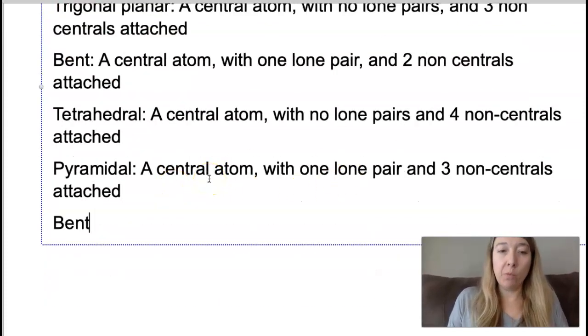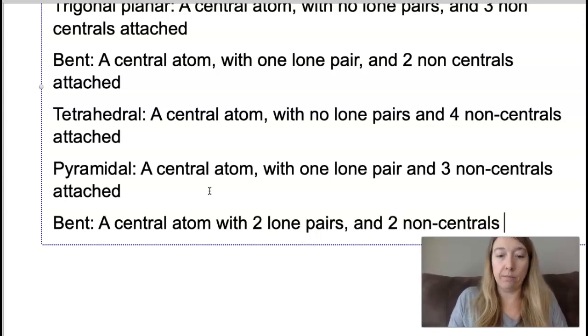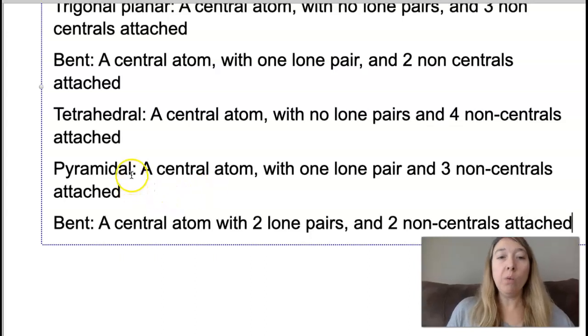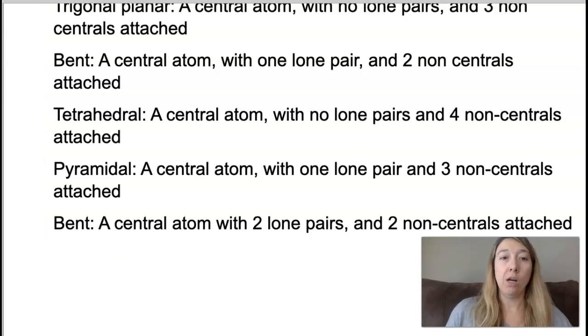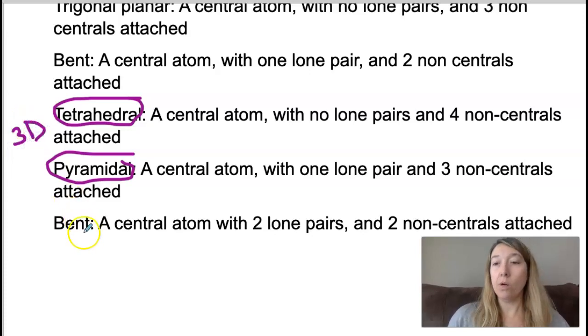Then we looked at our last shape, which was our second bent shape, right? So the only difference between this bent shape and the previous bent shape is that we have a central atom with two lone pairs and two non-centrals attached. So the only ones that we actually have to do any type of three-dimensional shapes with are the pyramidal and the tetrahedral, right? These are the two that actually require that 3D shape. The other ones are all flat. They don't require any type of special wedges and dashes. They all just get normal lines.